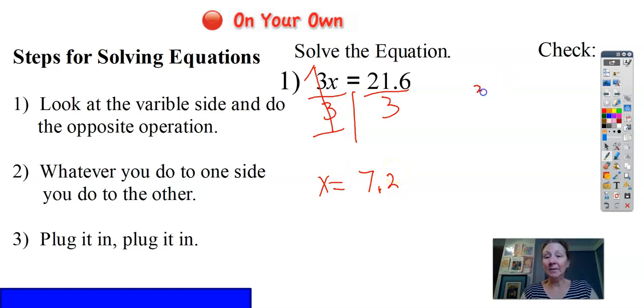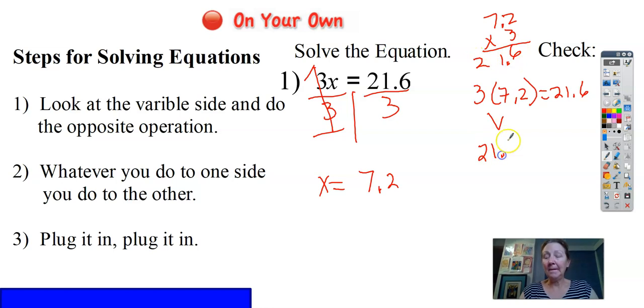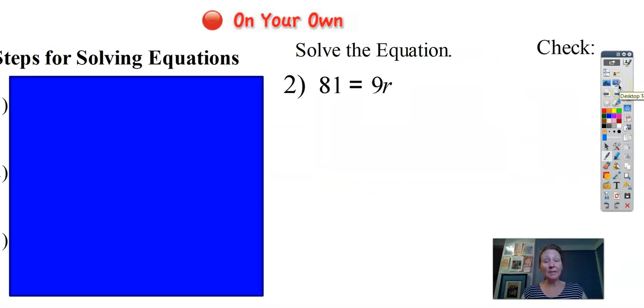I'm going to check it. 3 times 7.2 equals 21.6. And when I multiply, let's just go ahead and check my math this way. Here's my variable. So every time you have a multiplication equation, you undo it by dividing. We're using the division property of equality. As long as you divide both sides by the same number, you get the correct answer.